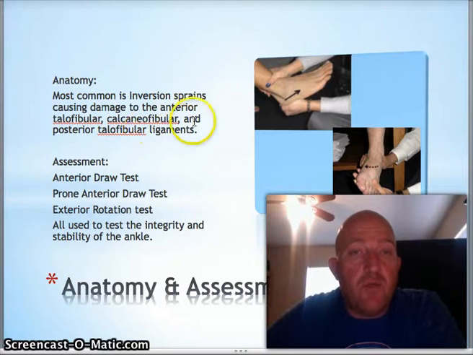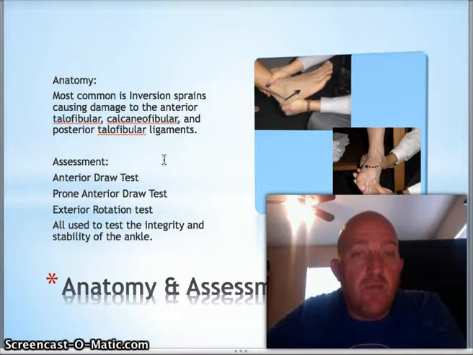The calcaneofibular is going to be the ligament that connects the talus and the calcaneus, which is our heel bone, and it keeps those in place within the ankle. The posterior talofibular ligament connects the posterior side of the tibia and the fibula to keep them in place as they move through their range of motion within the ankle.